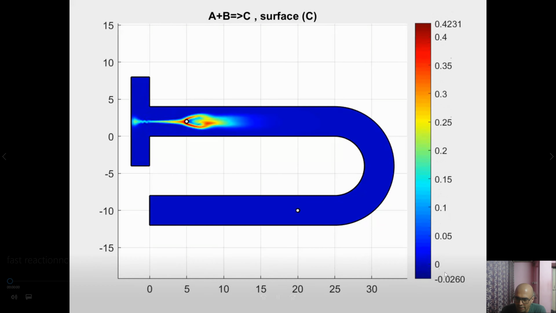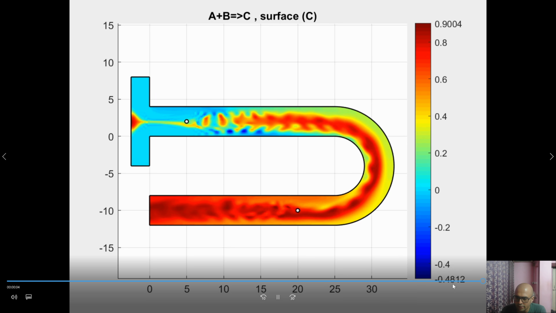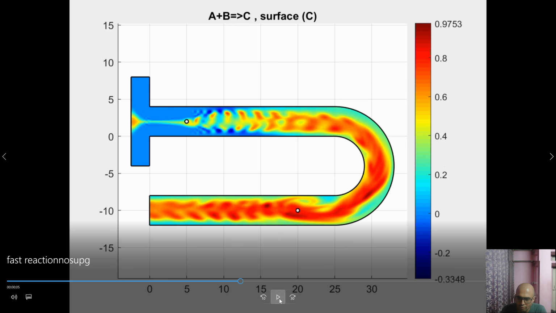So just observe these values here, the scale bar. You can see that the scale bar is actually going from negative to positive. Now negative concentration makes no sense, right? And this negative value is pretty strong. If I am looking at, for example, the negative value, it is minus 0.33 and the positive value is 97. So there's a really strong negative value here, which is unphysical because the concentration cannot go negative.